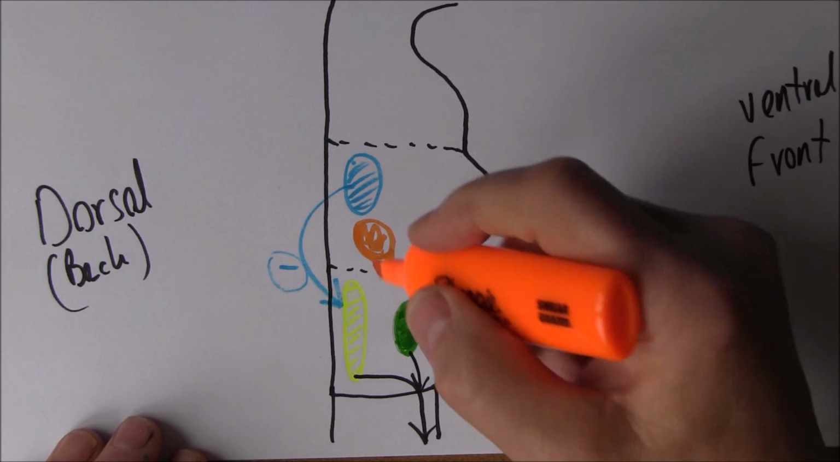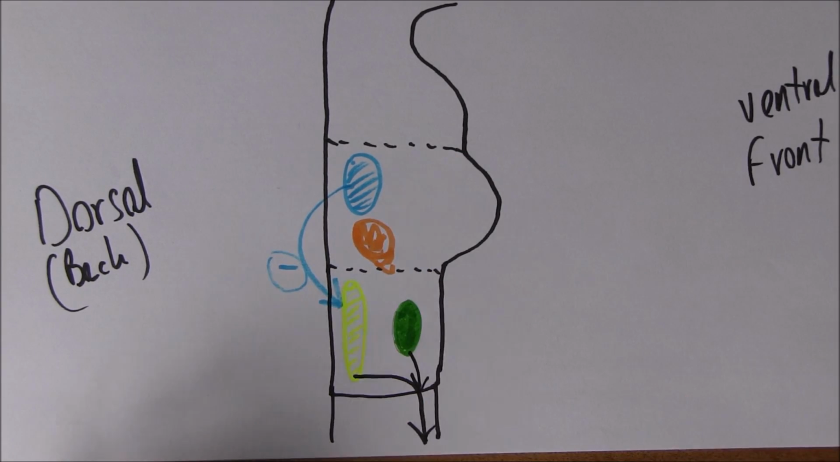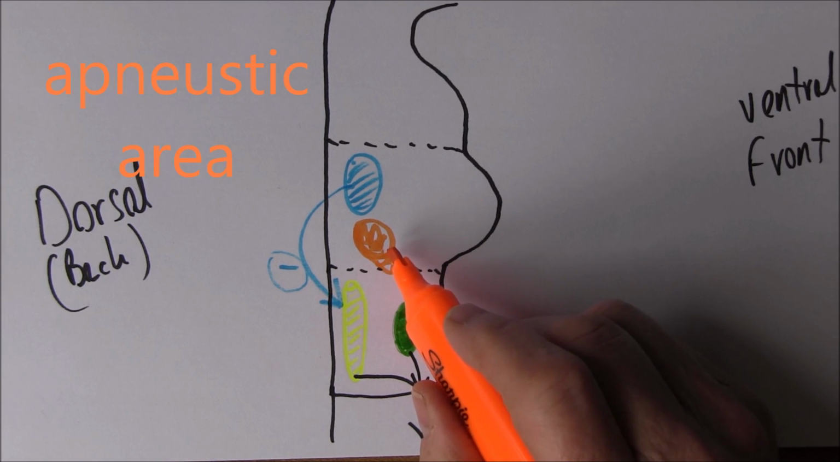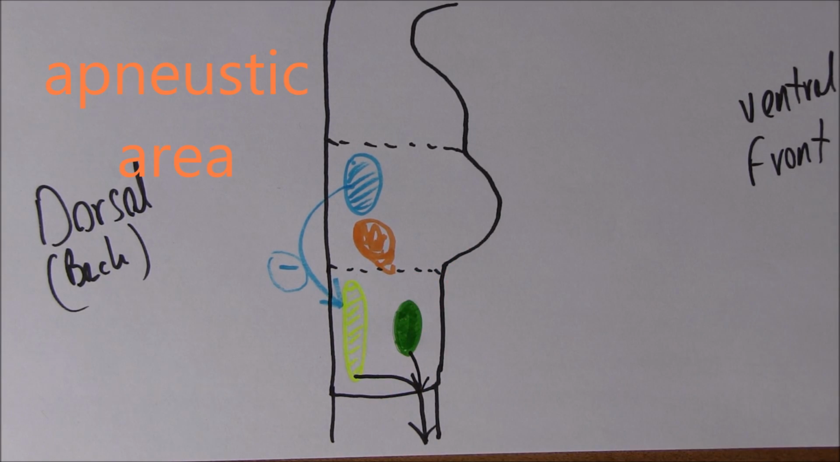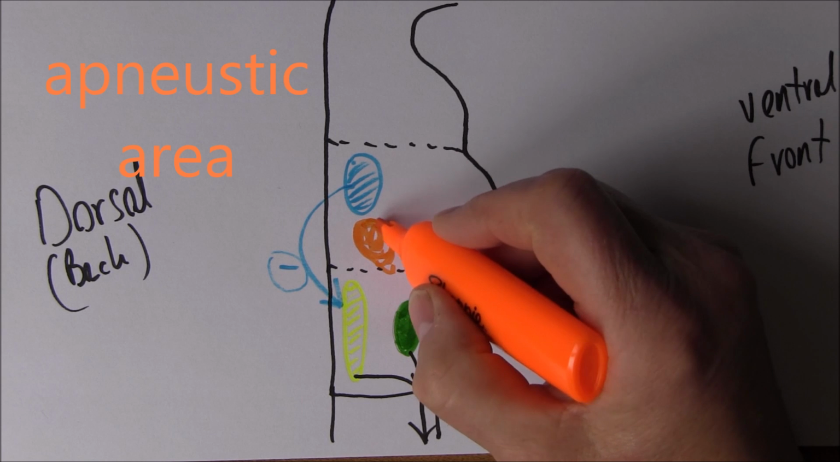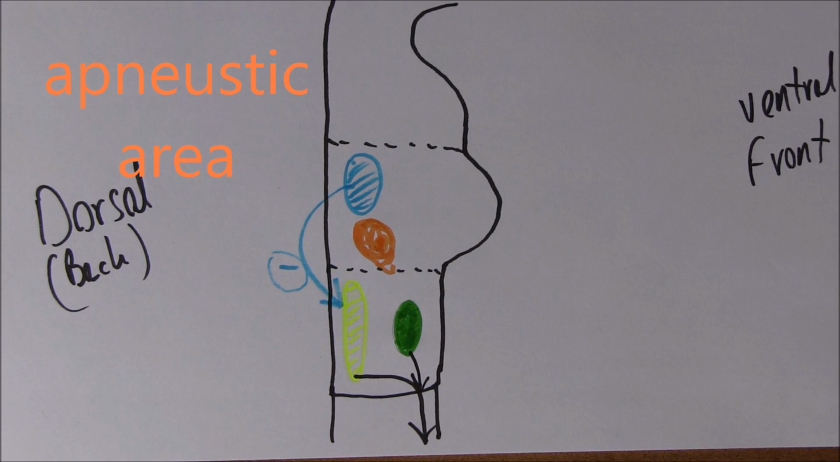So that brings us on to the apneustic area here, still in the pons. And this also plays a role in transition. It smooths out the transition again between inhalation and exhalation. This area in the lower pons just here, the apneustic area.